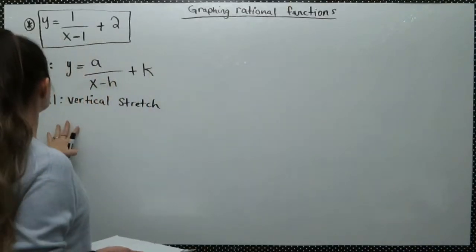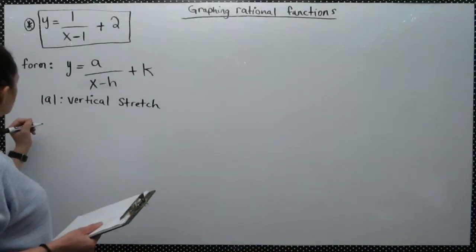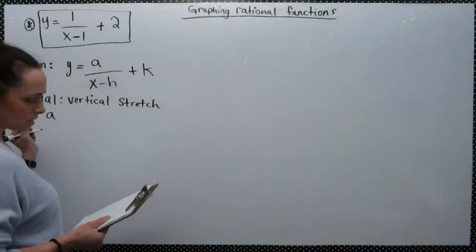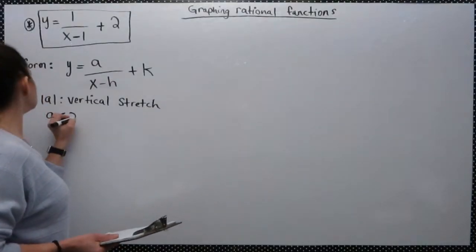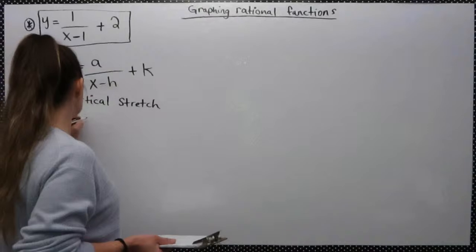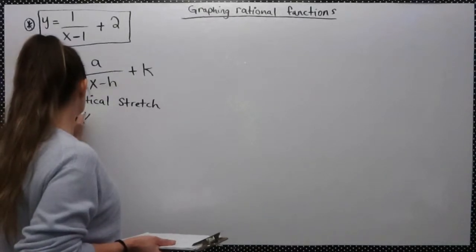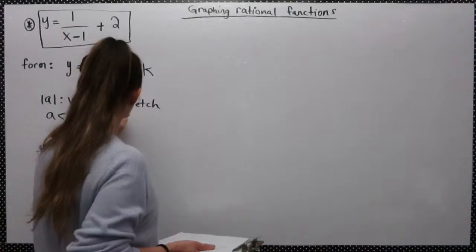It's tough to say if I never knew about the form or if it's just been so many years and I was introduced to it and I didn't see the relevance. If a is less than 0, that's going to lead to negative values, and that's a reflection about the x-axis. So you'll say x-axis reflection.